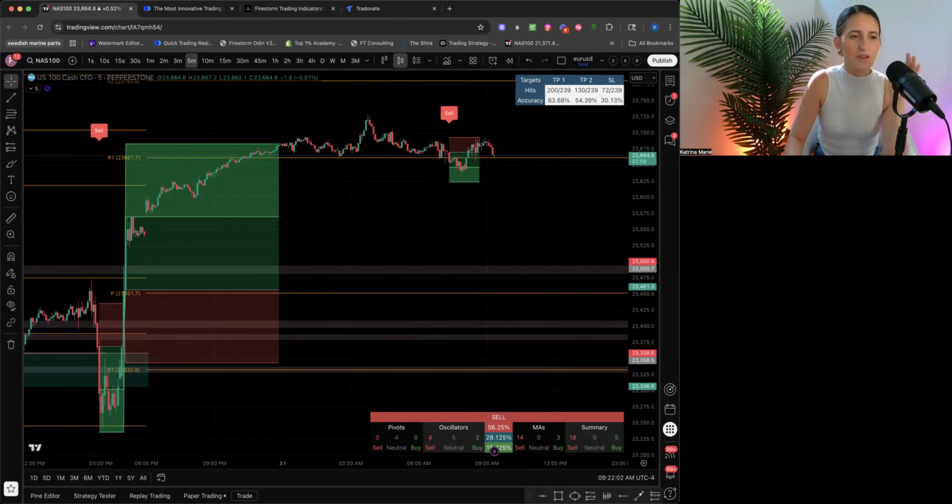What I have here is a gap that was not filled yesterday. On the 5 minute, we had a buy signal that hit take profit. There was no drawdown. That was great.